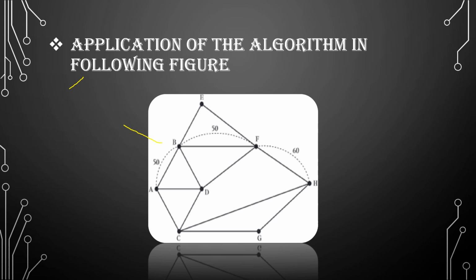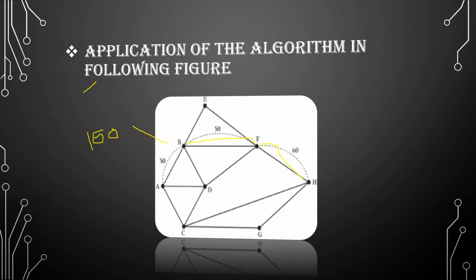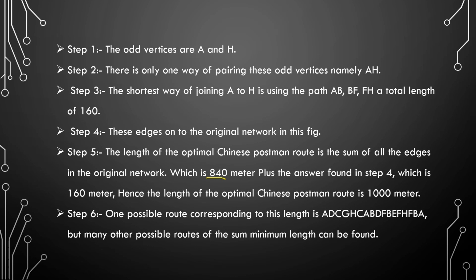The minimum distance covered from A to H is: firstly we go A to B, and secondly A to F, and then we go F to H. So the total distance is 50 plus 50 plus 60, which means 160. And secondly, the whole total of all the edges in this figure is around 840 meters. So the optimal Chinese postman route is 1000 meters.